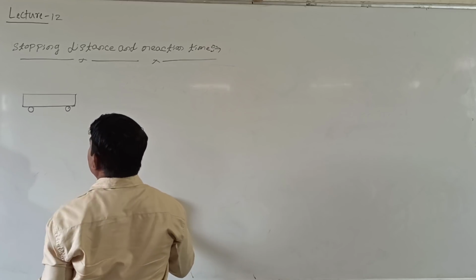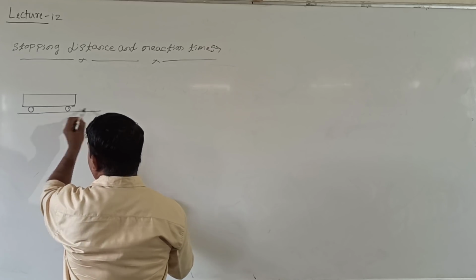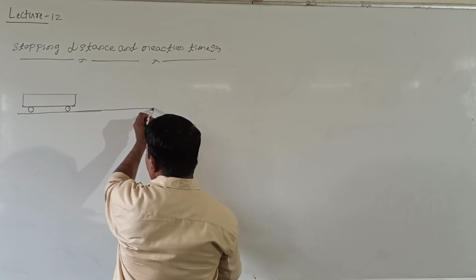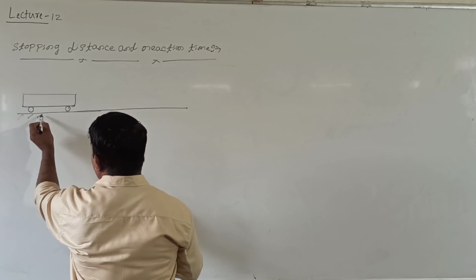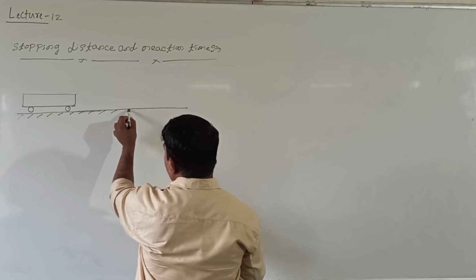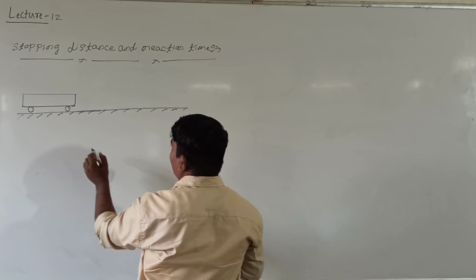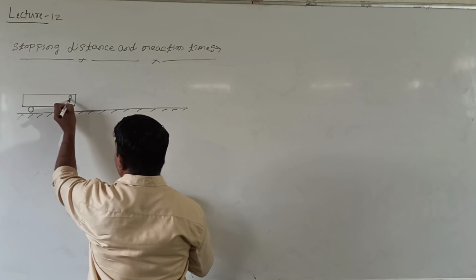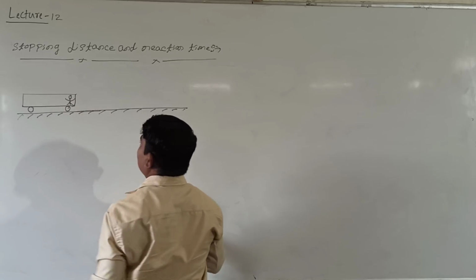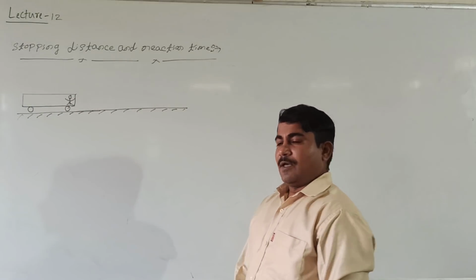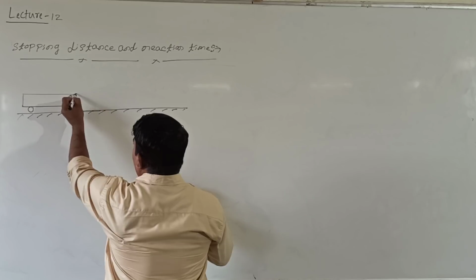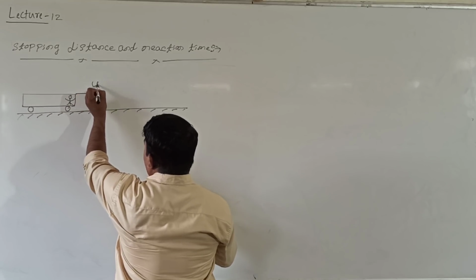Consider this vehicle moving on the straight road. Consider he is the driver. When the vehicle is moving with initial velocity, how much velocity is there? U is the initial velocity.